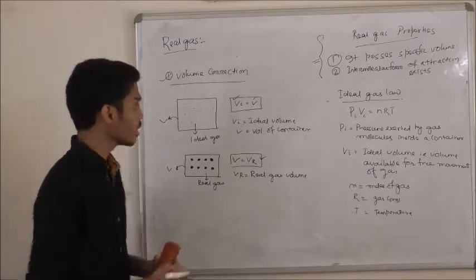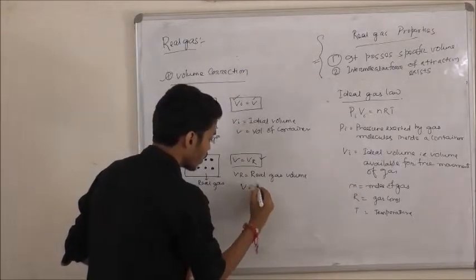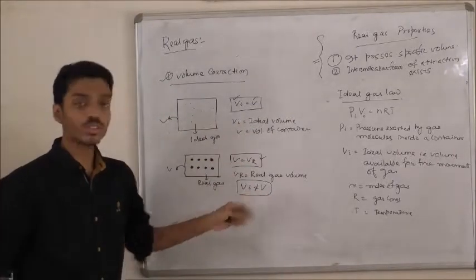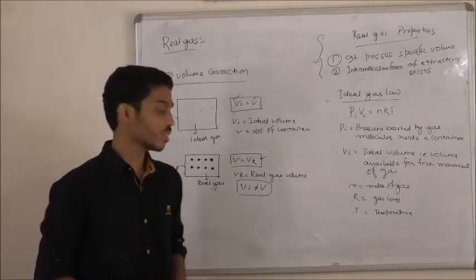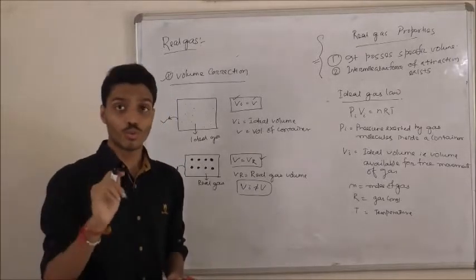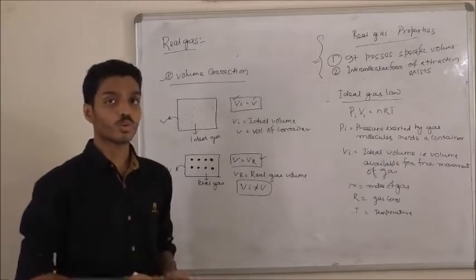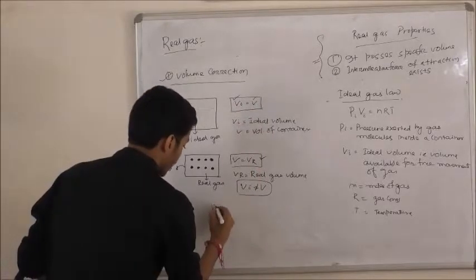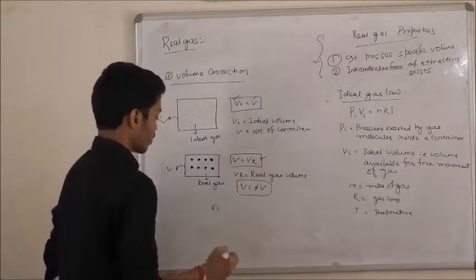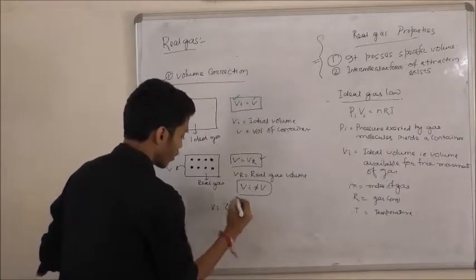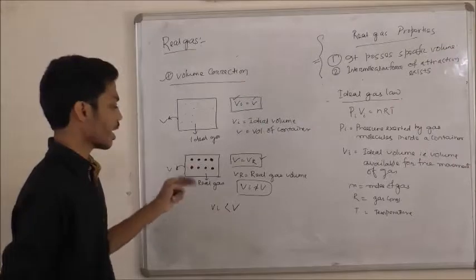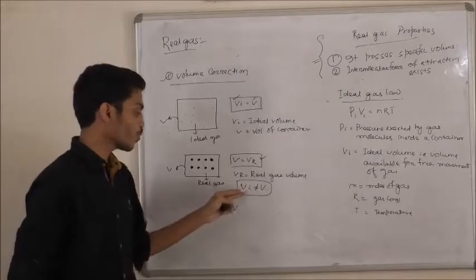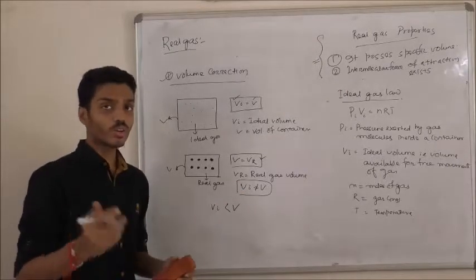Then what did we find here? Here Vi is not equal to V. Why is the ideal volume not V? The answer is that these real gases possess some volume. So what about Vi? Let's see what Vi is then. That means Vi, the ideal volume, will be smaller than the volume of the container. Since real gas possesses some volume, for real gas Vi will be less than V.